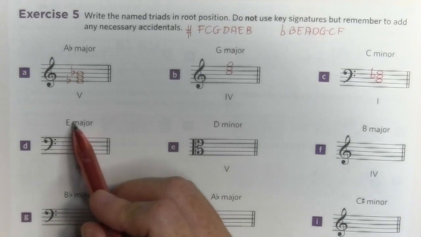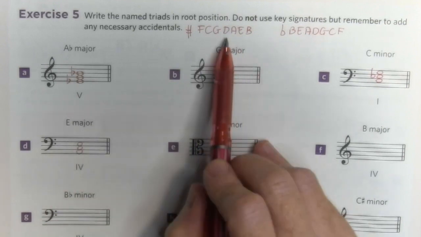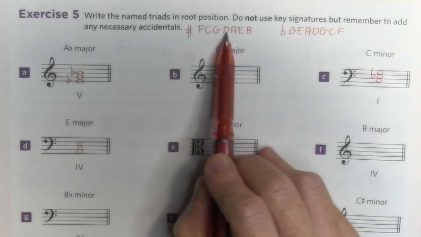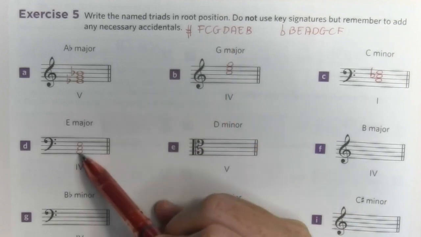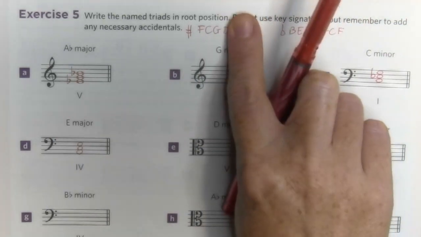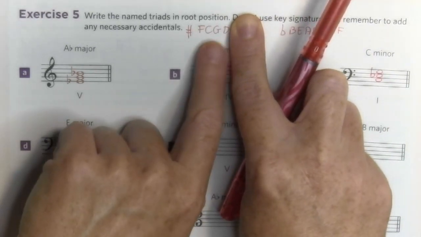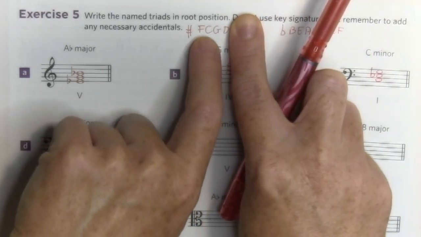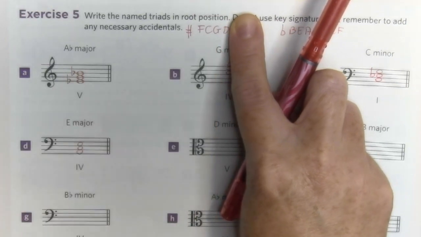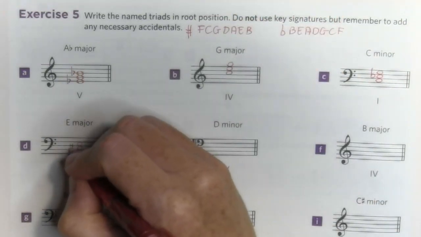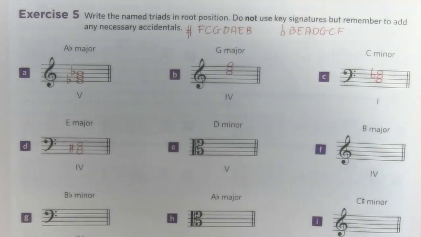E major has -1 semitone, is D, so it has 4 sharps. La, let's see what I name. La, si, do, yes, the second. Re, mi, so only do is sharp. This is it.